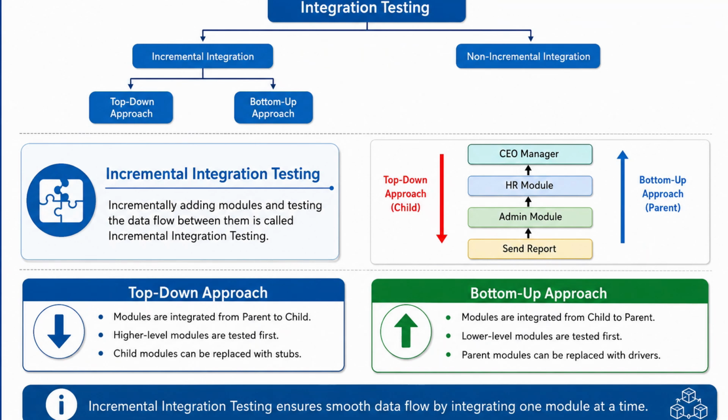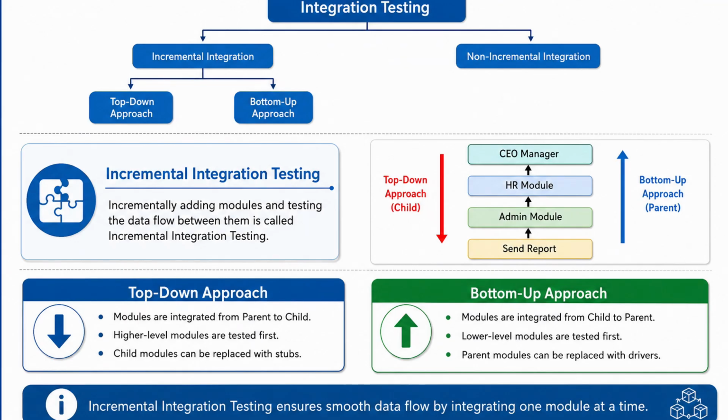Under that we have the top-down approach. First, what is the top-down approach? Incrementally adding the modules and testing the data flow between them, making sure that the added module will be the child of the previous one. If you see here, we have the CEO, HR module, admin module and send report module. Top-down approach means we add the modules one by one, so the recently added module is the child of the previous one. That is called the top-down approach.